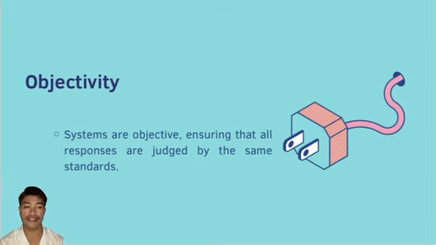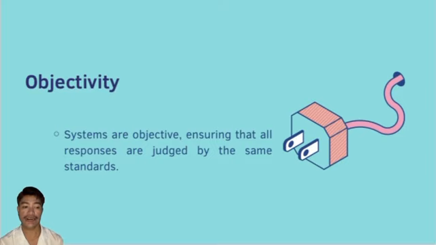Automated scoring systems in language assessment aim to provide objective evaluations of language proficiency by relying on predefined algorithms and criteria. While automated scoring systems offer objectivity in assessing certain aspects of language proficiency, they may not capture distinct elements of communication or cultural context that human assessors can discern.